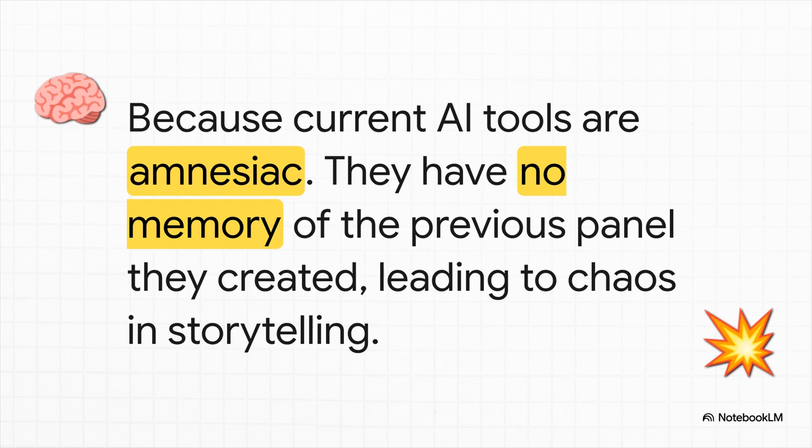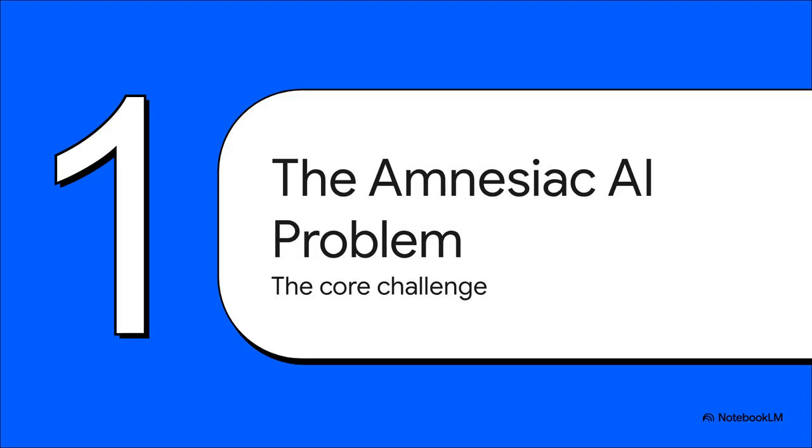Every single time you generate an image, it's a completely new event. The AI has absolutely zero memory of the panel it just created. It's like it's starting from scratch every single time, which, as you can imagine, is just a recipe for storytelling chaos. So let's really dig into what this amnesiac AI problem means when you're actually trying to create something. This is the big one, the fundamental challenge that anybody trying to do sequential art with AI has to figure out how to get around.